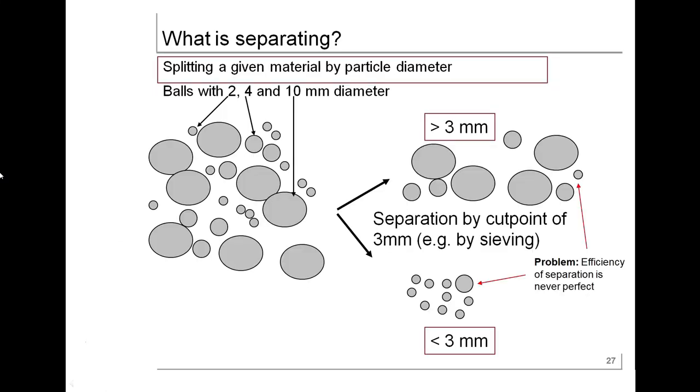Separators. What is separating? Splitting a given material by particle diameter. For example, balls with 2, 4 and 10 mm diameter, separation by a cut point of 3 mm, as in sieving. Efficiency of separation is never perfect.